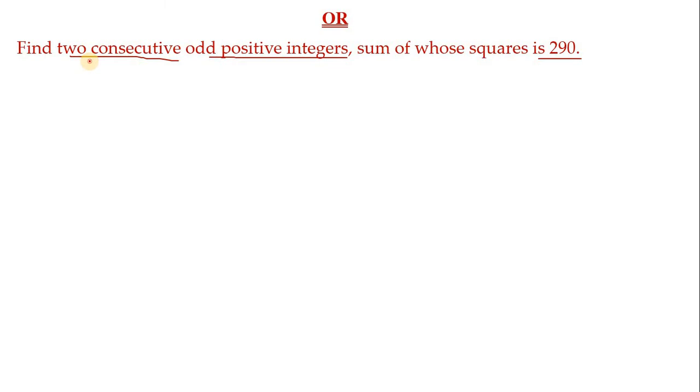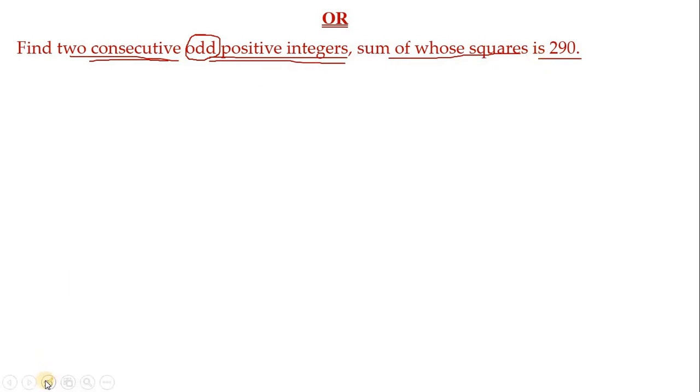So what they are saying is two consecutive, in the sense continuous, odd positive integers. So odd means you know that the numbers which are ending with 1, 3, 5, 7 and 9. So positive integer means it has to be positive sign, not a negative sign. The numbers which have positive sign are called positive integers. So two consecutive odd positive integers, sum of whose square is 290.